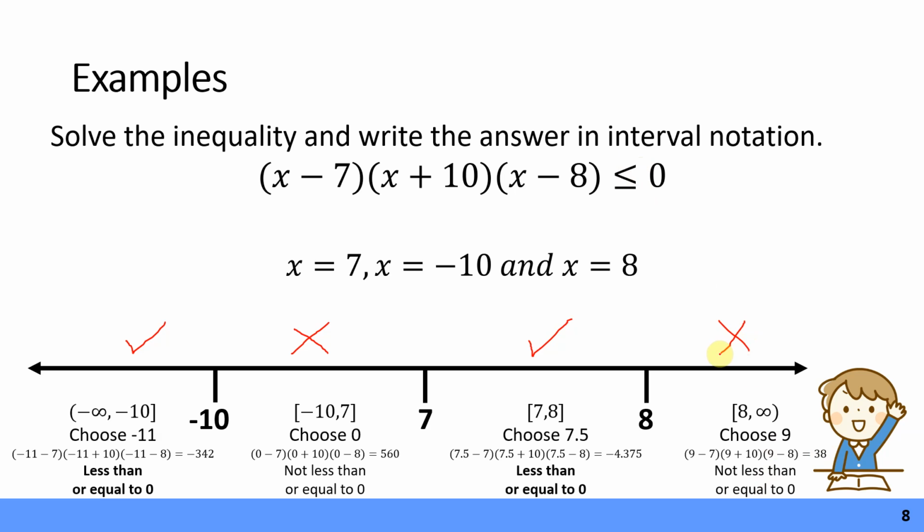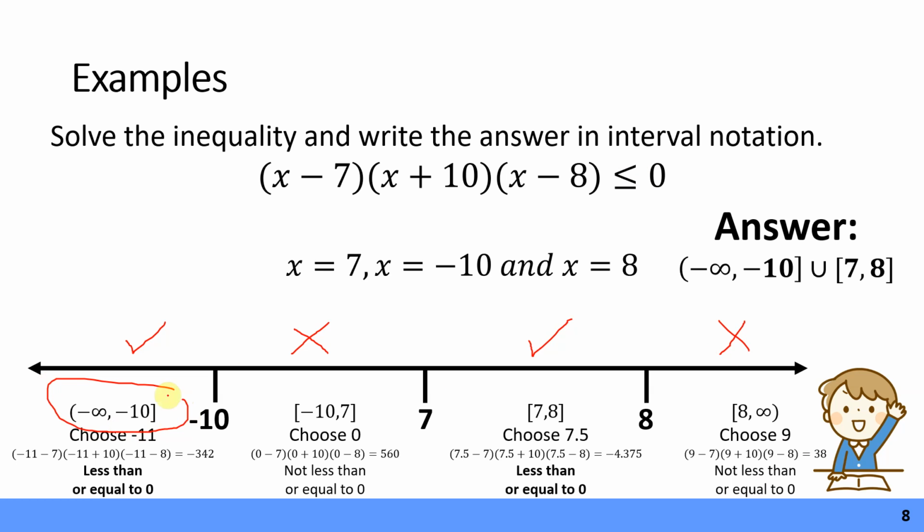So our final answer are just the intervals that worked. So my final answer is this interval right here and this interval right here. And just like I mentioned earlier, when you have more than one interval, you put the little union in the middle. Okay, so I'm hoping this made sense.